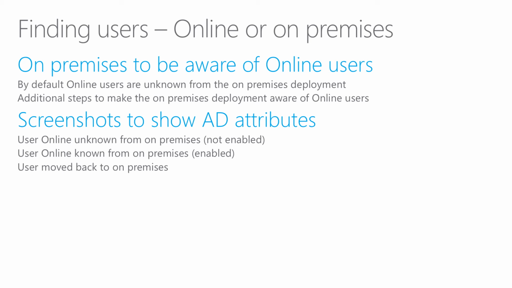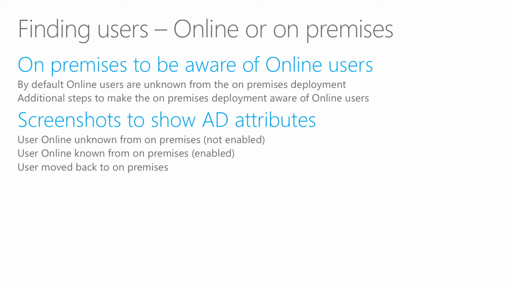So in order to be able to find users that are online, the on-premises deployment needs to be aware of online users, which is not the case by default. And so there are additional steps here to make the on-premises deployment aware of online users. There are several screenshots in the following slides to show how the AD attributes evolve when doing those steps.